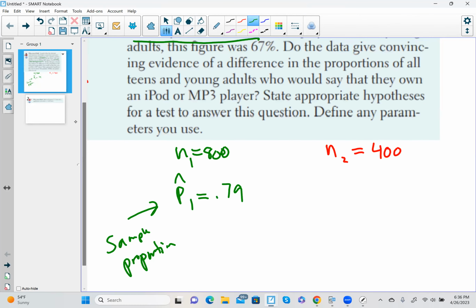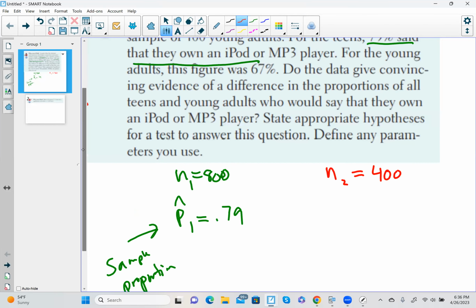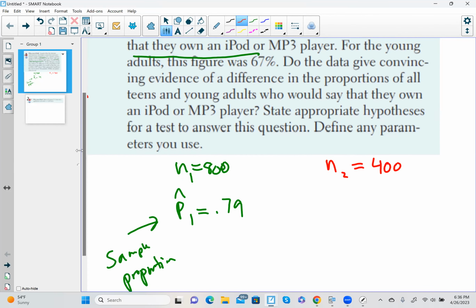Okay, good. And then for the other group, the young adults, the figure was 67%. So we're going to write p-hat 2 equals 0.67. So that's what that is. All right. So that's what we have. Again, that's a second sample proportion. And then here comes the key question.